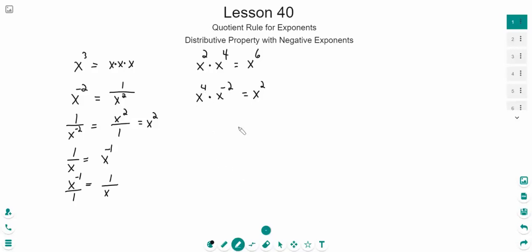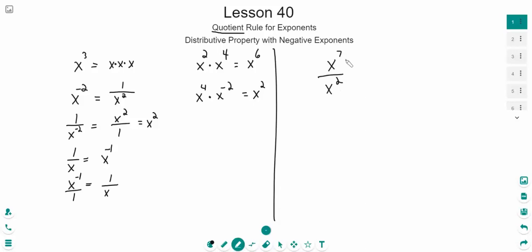All right? Now, today, then, we're going to kind of extend this to division problems, quotients. Whenever we see quotient, we should be thinking division, right? Because remember, a quotient is just the solution to a division problem. So let's take a division problem. What happens if we have x to the 7th over x squared?